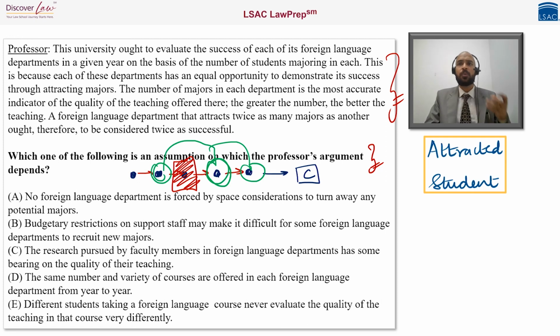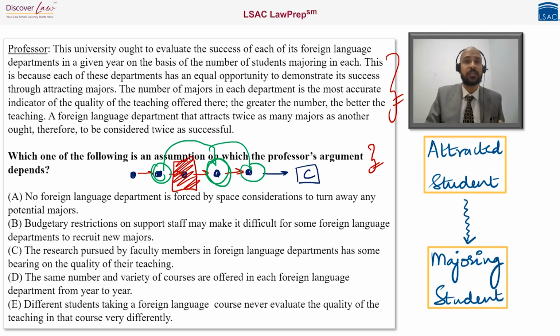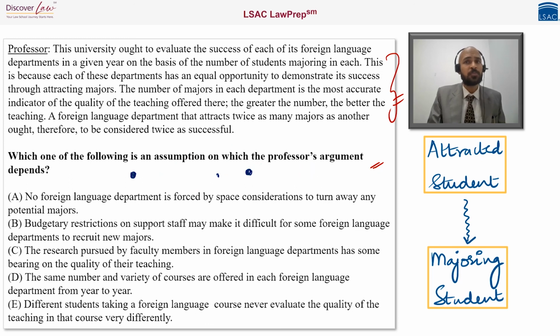So now what we can see here is that it has treated a student who was attracted on the same footing as someone who has majored. It has kind of put these two on the same footing. So we need to see which one of these options does that. Okay, let's maybe start with option D. Let's look at D. It says the same number and variety of courses offered in each language are offered in each language from year to year.